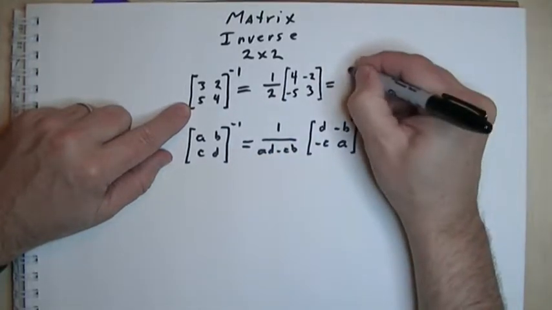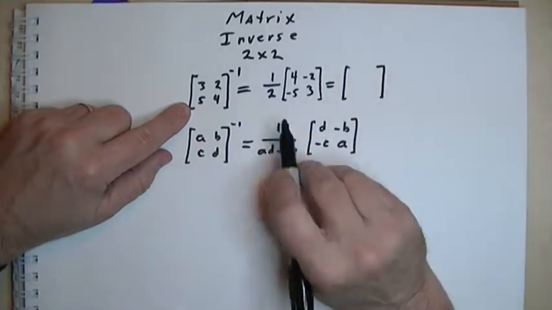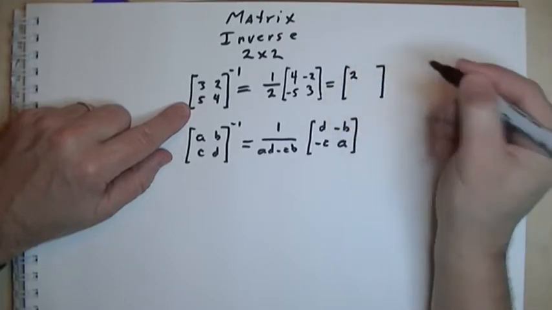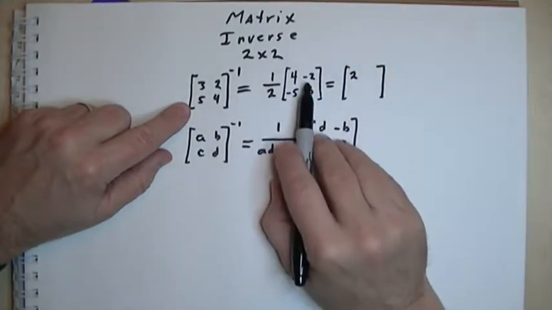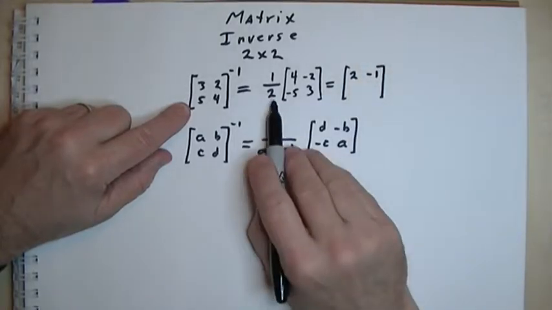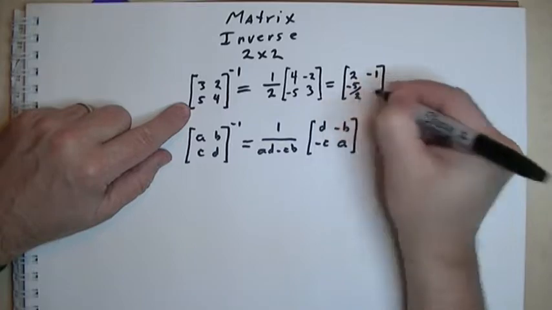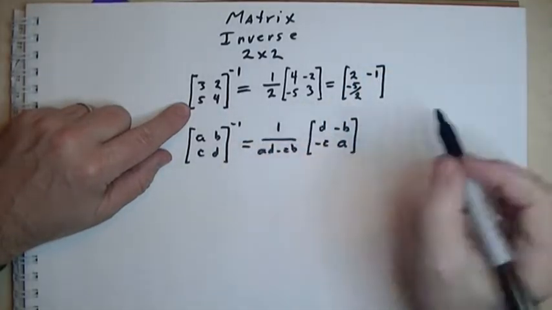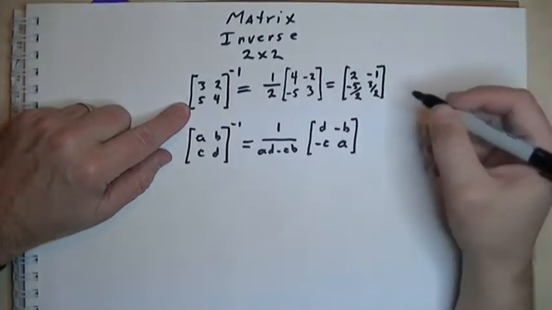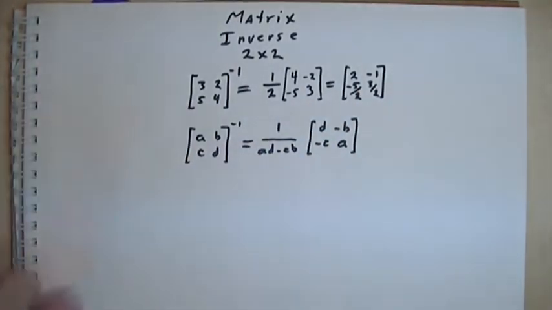So we end up with 1/2 times 4, and of course half of 4 is 2. We have 1/2 times -2, which is -1. 1/2 times -5, which is -5 over 2. And 1/2 times 3, which is 3 over 2. And this is the inverse of this matrix.